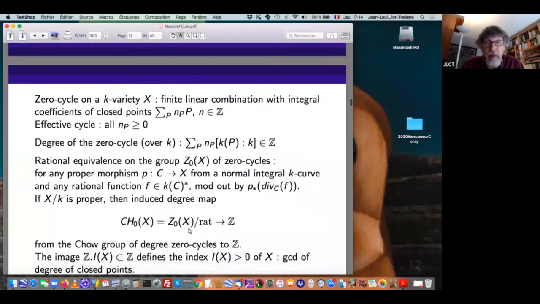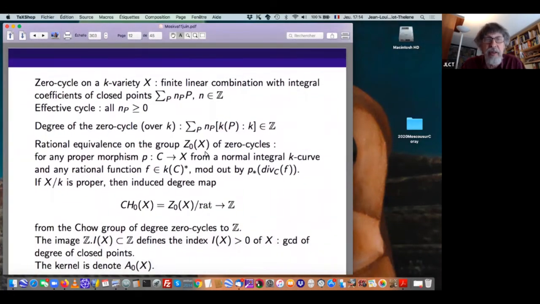So let me remind you, I think everybody in this seminar knows all these notions, but I write them, I go through them quickly. What is a zero cycle on a variety over a field K? It's a finite linear combination with integral coefficients, sum of n_P P, where the P are closed points. Okay, a closed point is a point whose residue field is a finite extension of the ground field. And a cycle is called effective if all the coefficients are non-negative. The degree of such a zero cycle is the sum over all P of n_P times the degree of the closed point.